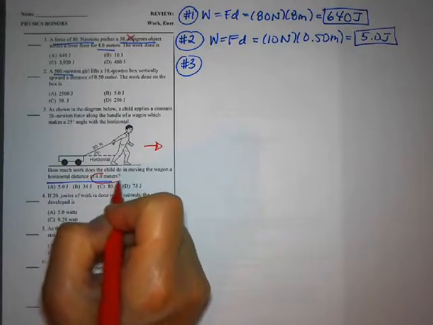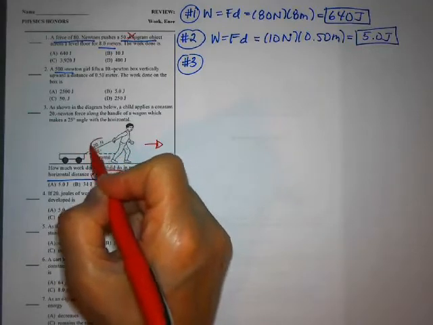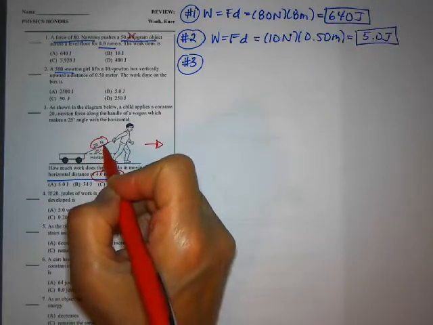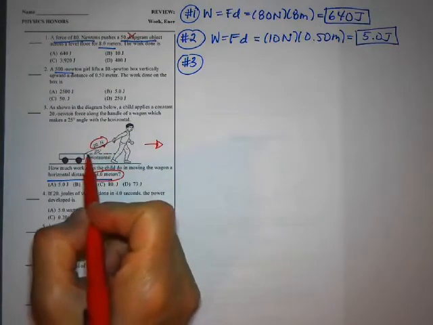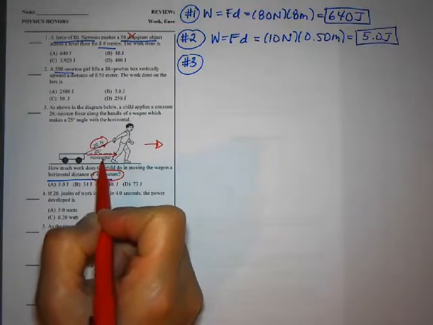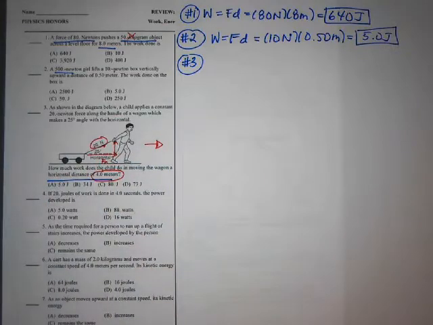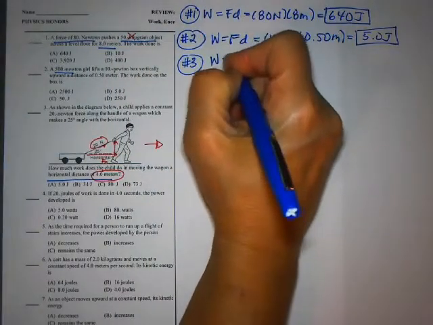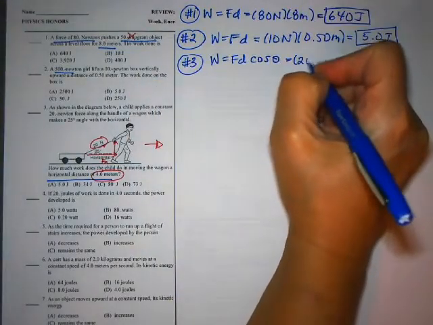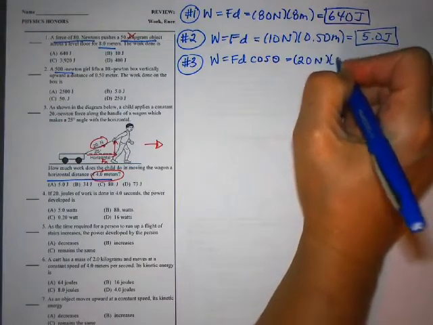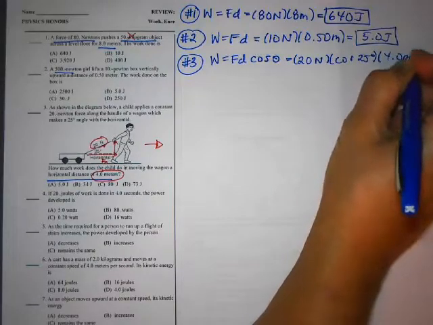It's moving 4 meters. And even though he's pulling with a force of 20, only the horizontal component of that 20 Newton force is doing the work. So the horizontal component here, Fx, we see that that is adjacent to the given angle. So W is equal to FD cosine theta. So it's 20 newtons times cosine of 25 degrees times 4 meters.